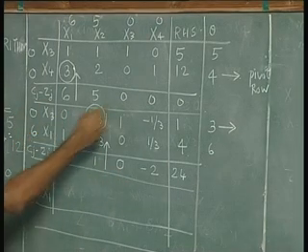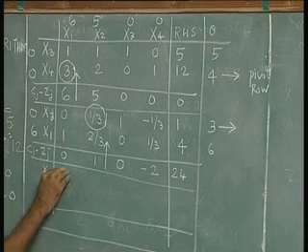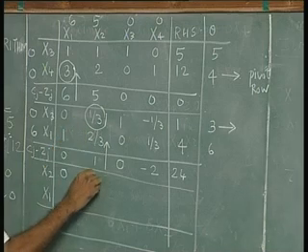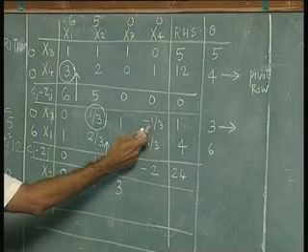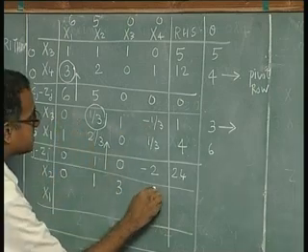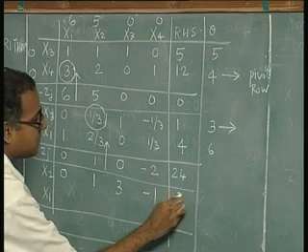So 0 divided by 1 by 3 is 0, 1 by 3 divided by 1 by 3 is 1, 1 divided by 1 by 3 is 3, minus 1 by 3 divided by 1 by 3 is minus 1, 1 divided by 1 by 3 is 3.